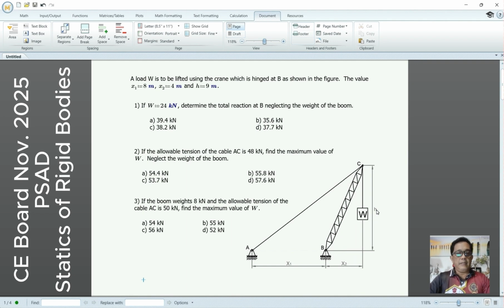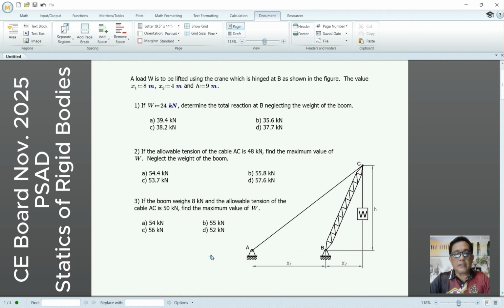Number 1. If the weight W is 24 kilonewtons, determine the total reaction at B, neglecting the weight of the boom. So the weight is given, you will find the reaction here. Number 2. If the allowable tension of the cable AC is 48 kilonewtons, find the maximum value of W, neglect the weight of the boom. And number 3. If the boom weighs 8 kilonewtons and the allowable tension of the cable AC is 50 kilonewtons, find the maximum value of W.